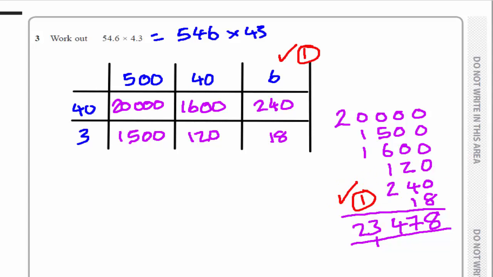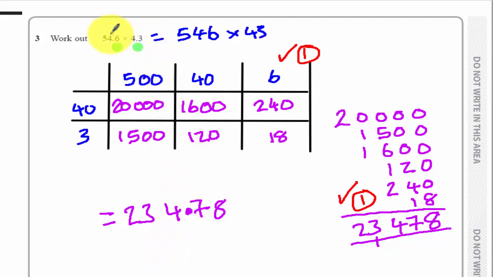The quickest way to get the answer is to look at the question and say, in the question there are 2 numbers after the decimal point. So in my answer there will be 2 numbers after the decimal point.